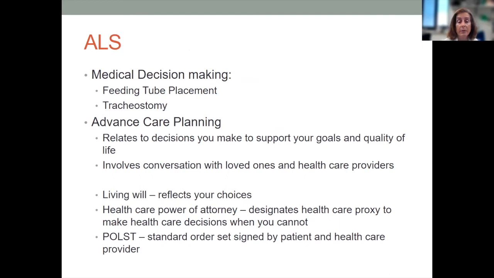Advanced care planning relates to the decisions you make to support your goals and quality of life. It involves conversation with your loved ones and healthcare providers. A living will reflects your choices. Healthcare power of attorney designates your healthcare proxy to make healthcare decisions when you cannot. And a POST or similar form is an order set signed by the patient and the healthcare provider outlining medical interventions to be provided at the end of life.